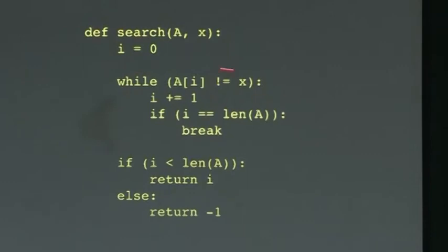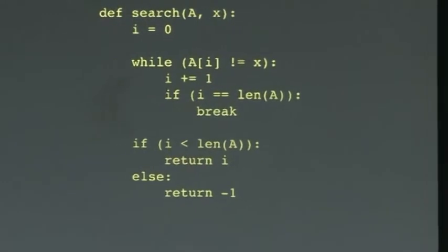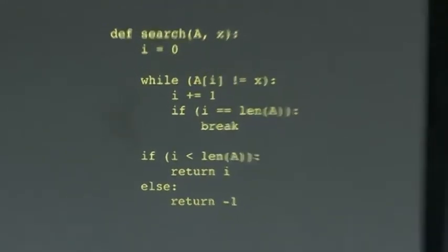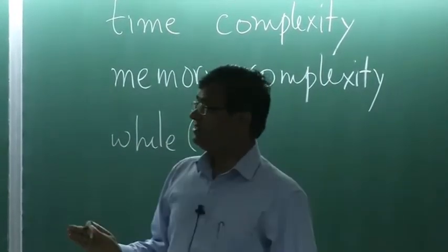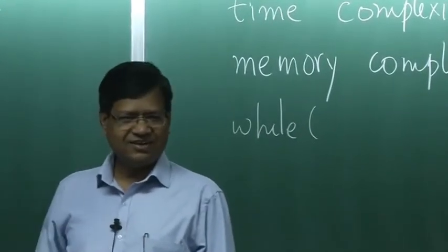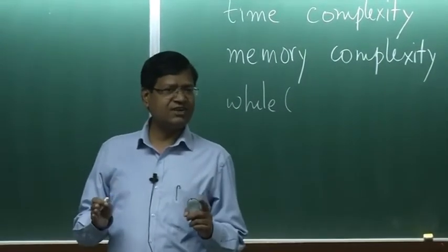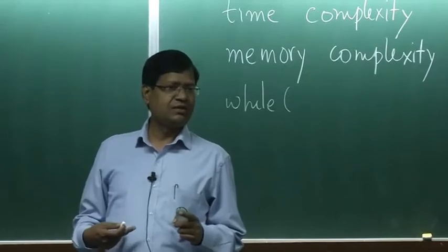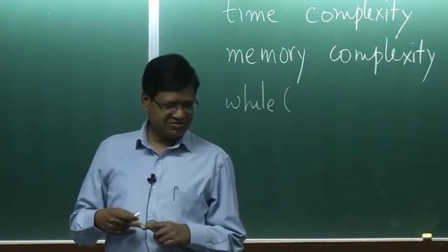Now I could have written this while loop in a slightly different way if I want to avoid break. So the way to do it is, I want to put both the conditions in the while. So how should I put both the conditions in the while? I have to say that of course ai is not equal to x and I is less than n. So if both the conditions are satisfied, you continue. If any of the conditions is wrong, then you get out.